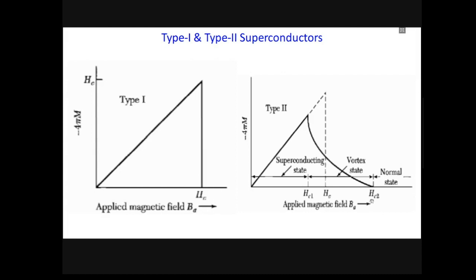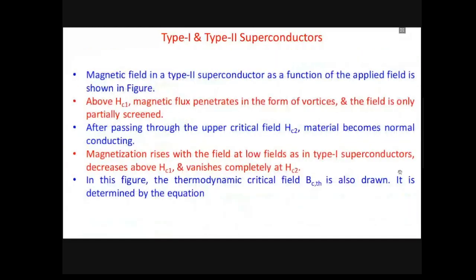That means this HC2 is greater than the normal HC for the type 1 superconductor. That is why we call type 1 a soft superconductor, because a very low magnetic field is sufficient to break the superconducting state into the normal conducting state. So this is the thing: the magnetic field penetrating into this.